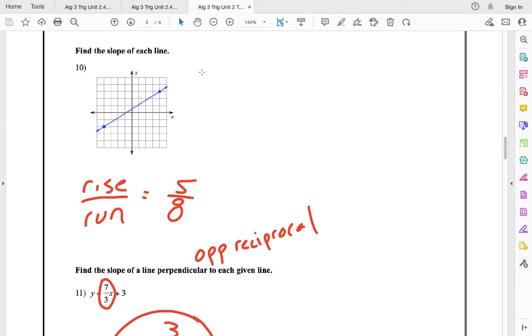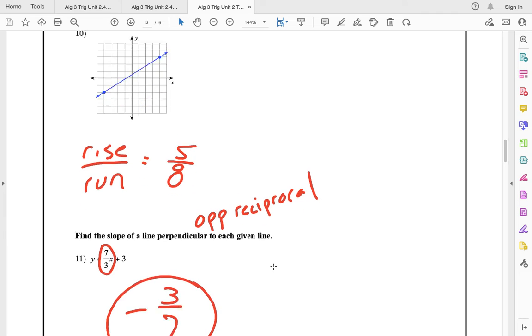For number 10, they want us to find the slope. I think the easiest way to do these problems is to count it out. So first off, it's going up from left to right, so we know it's positive. And remember, it's going to be the rise over the run. So from this point to this point, it goes up 5 squares, and it goes over 8 squares. So we have 5 over 8. Now, if it's something that can be reduced, don't forget to reduce it.